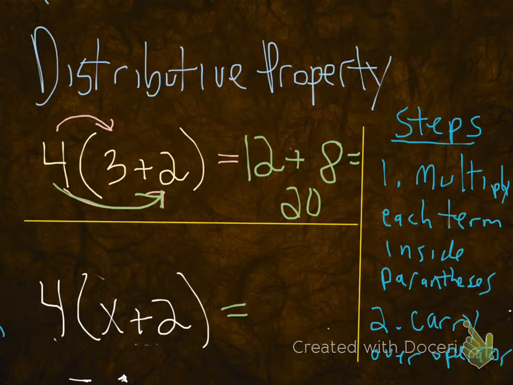But for now, it's simply an expression. And you have x, and we don't know the quantity of x. We don't know the value of x. But that's okay. We can still use distributive property to reach this target.